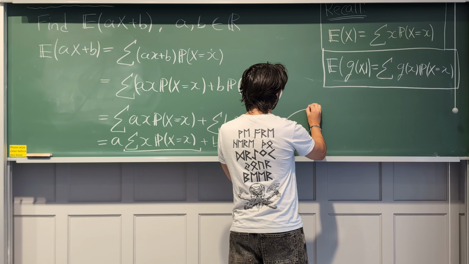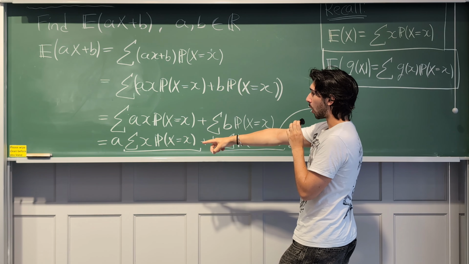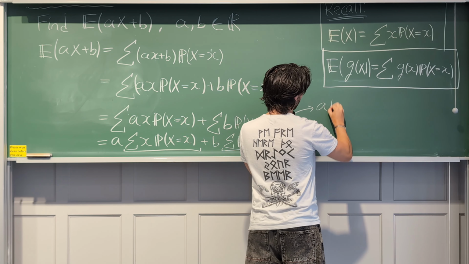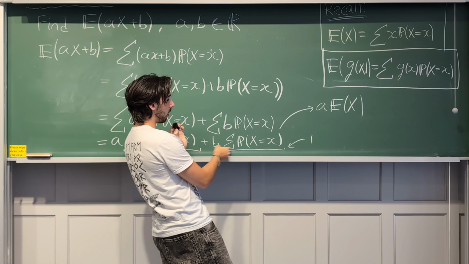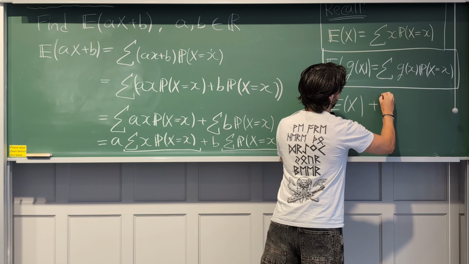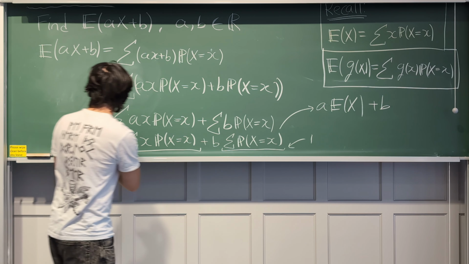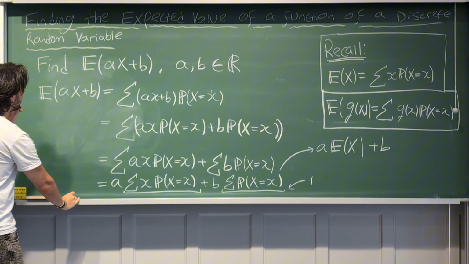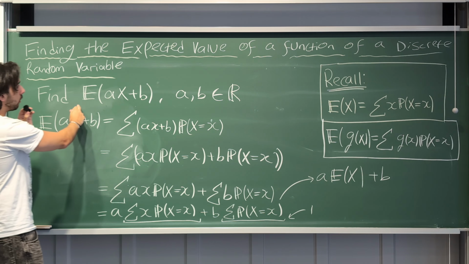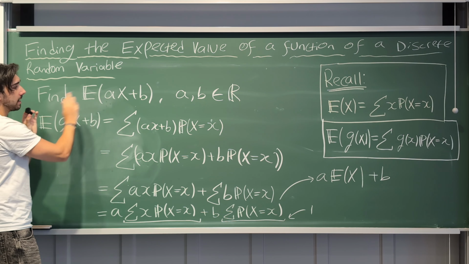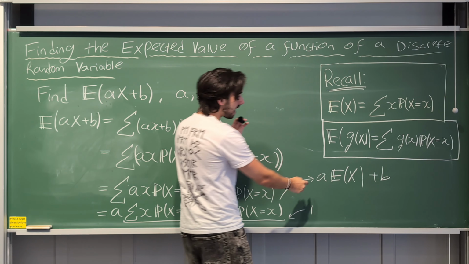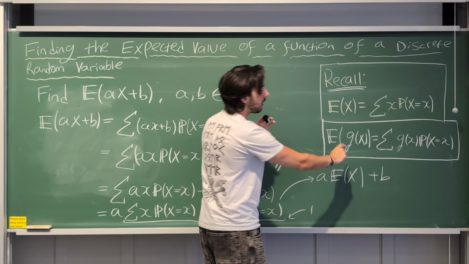So the whole thing, both sums, we've got a times the expected value of x plus b times the number 1. Okay, cool. So now we've got a nice little formula. It turns out the expected value of any number times x plus any other number, ax plus b, can be simplified to just a times the expected value of x plus b.